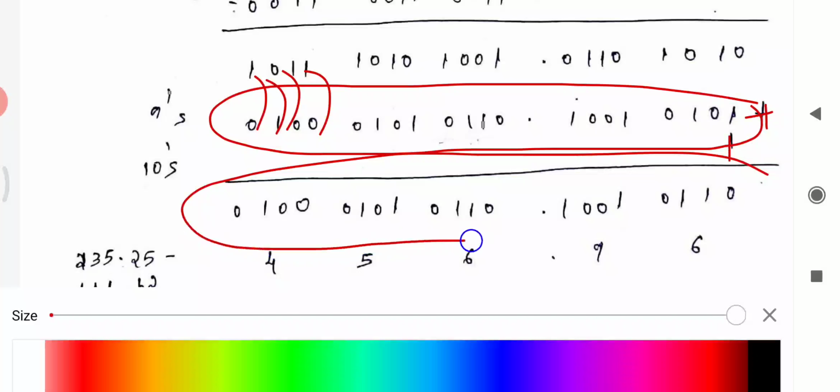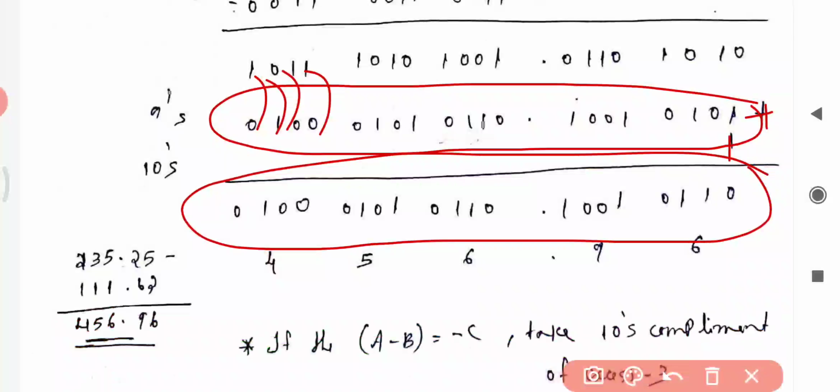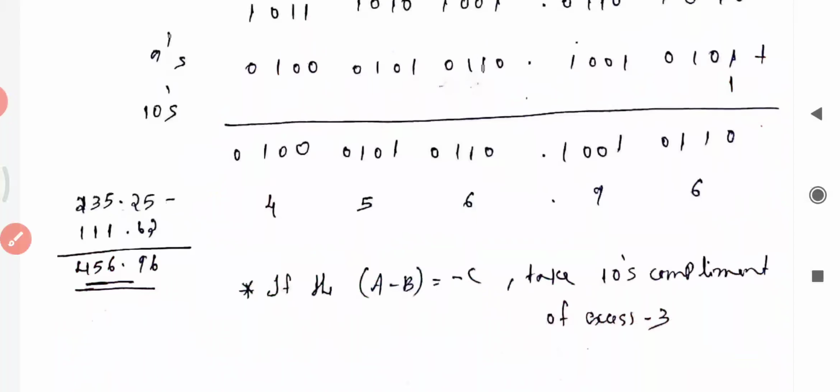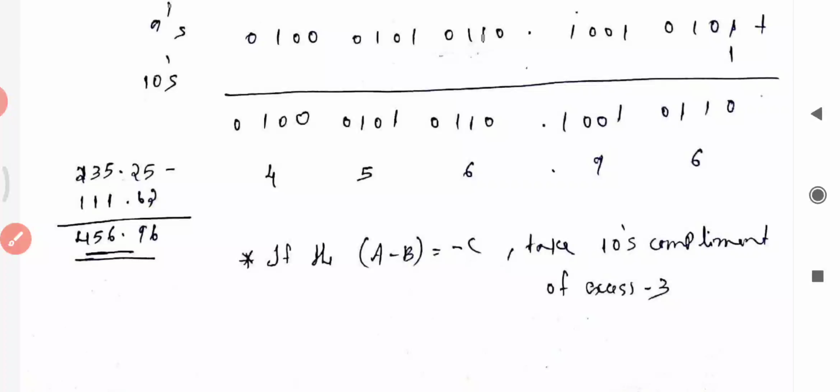Here is the tens complement result. To cross check the result, 235.25 minus 111.62. Here is the 456.96. And here is the answer.